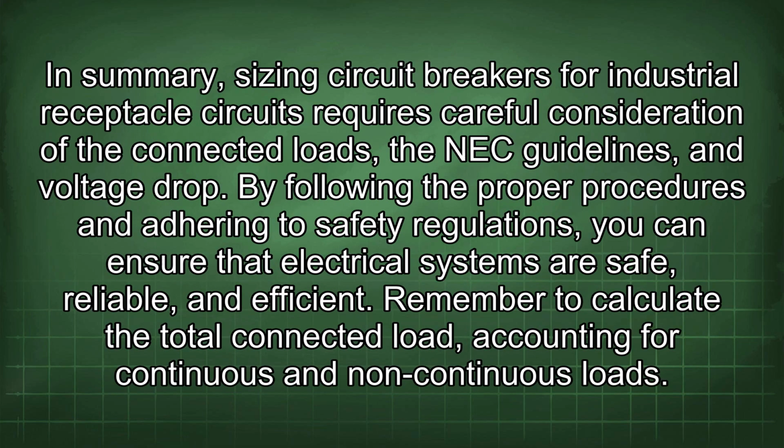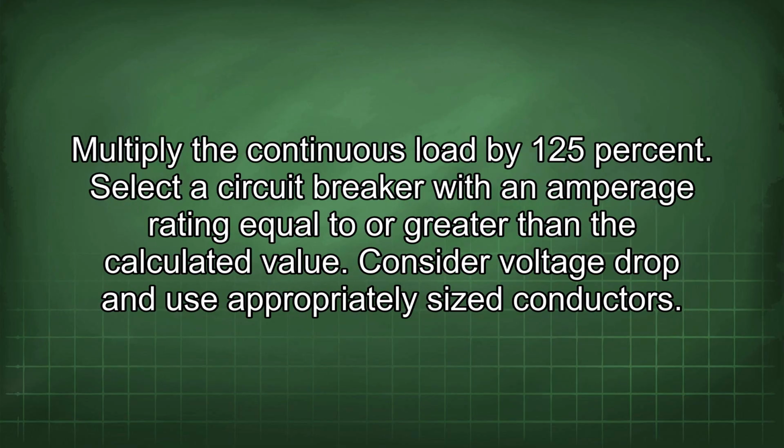In summary, sizing circuit breakers for industrial receptacle circuits requires careful consideration of the connected loads, the NEC guidelines, and voltage drop. By following the proper procedures and adhering to safety regulations, you can ensure that electrical systems are safe, reliable, and efficient. Remember to calculate the total connected load, accounting for continuous and non-continuous loads. Multiply the continuous load by 125%. Select a circuit breaker with an amperage rating equal to or greater than the calculated value.